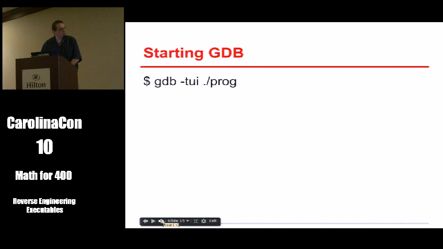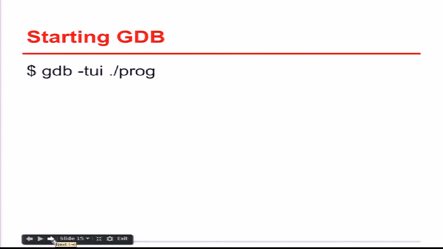And then here's how you would start up a debugger for a program. I'm going to use the text UI option so that I can see the source and the registers at the same time, or possibly the assembly and the registers.